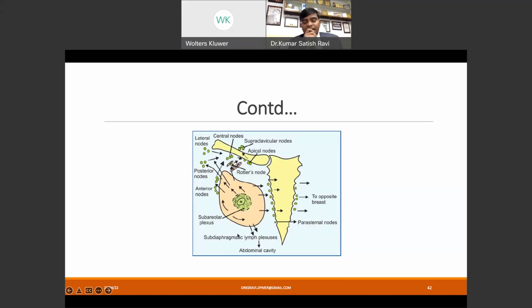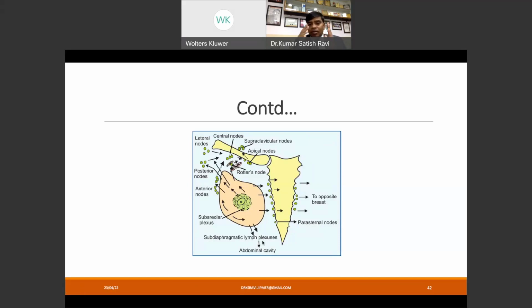Now, the lymphatics from the deep surface of the breast, through the pectoralis major muscle and the clavipectoral fascia, will reach the apical lymph nodes, right? And it will also go into the internal mammary nodes. From there, the lymphatics from the lower and the inner quadrants, as I discussed, will go towards the abdominal cavity via the subdiaphragmatic lymph plexuses, right? So this is all about the lymphatic drainage.